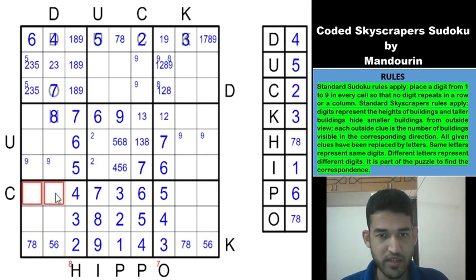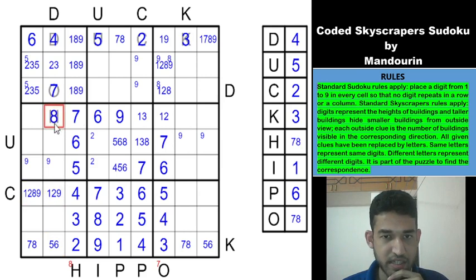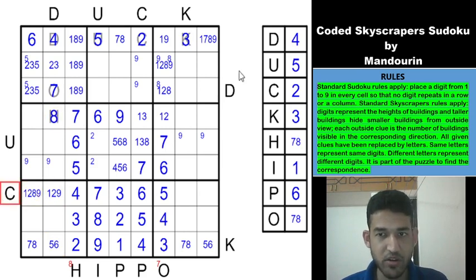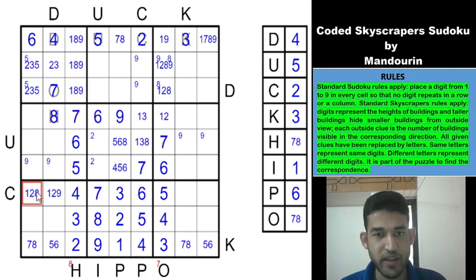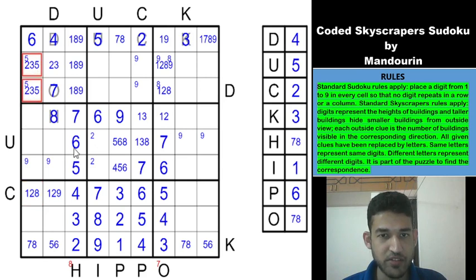So let me look at these digits. So these two cells are 1 to 8 and 9. And this is not an 8 because 8 is here. So this is 1. 9 is ruled out from here because C is 2. So 9 cannot be here. So this is 1, 2 and 8. Okay.